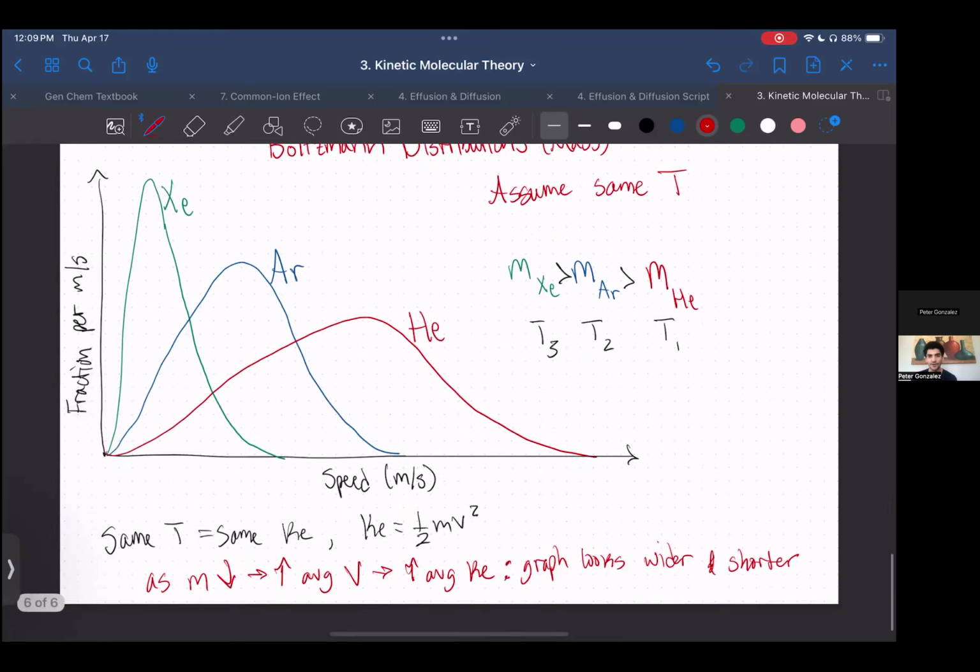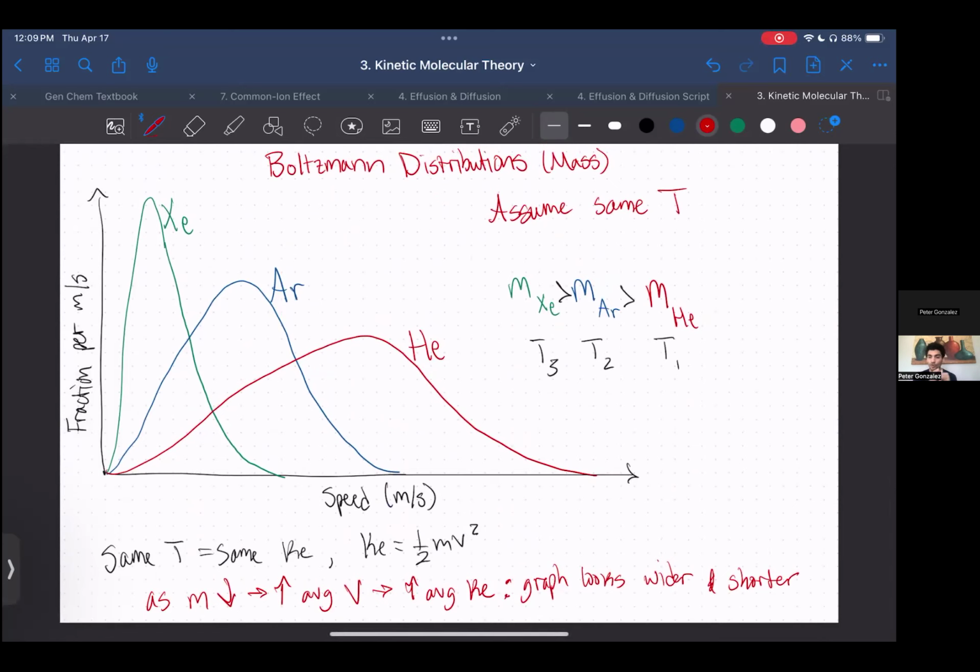In the case of mass, though, we're keeping energy the same across all of these gases. But what that does is it allows us to mess with the terms that impact the energy. So in this case, if we increase or decrease the mass, this will lead to an increase or a decrease in velocity. This is one of my favorite aspects of chemistry.